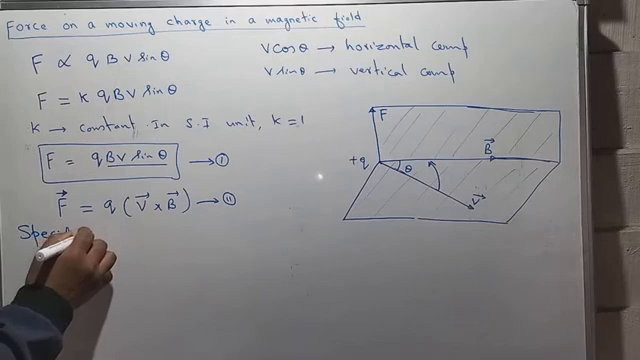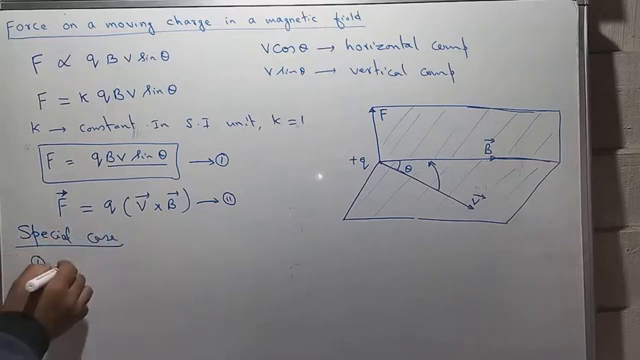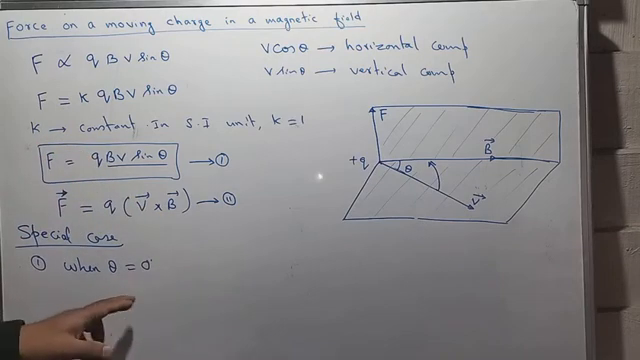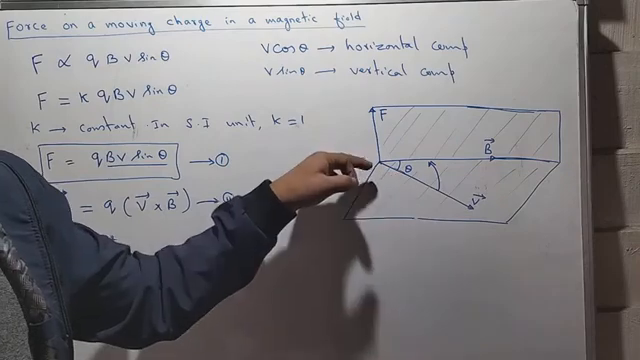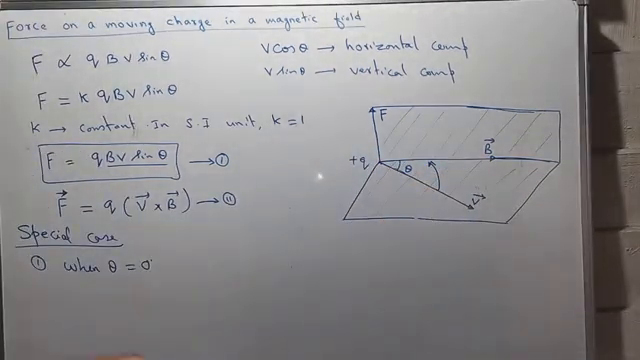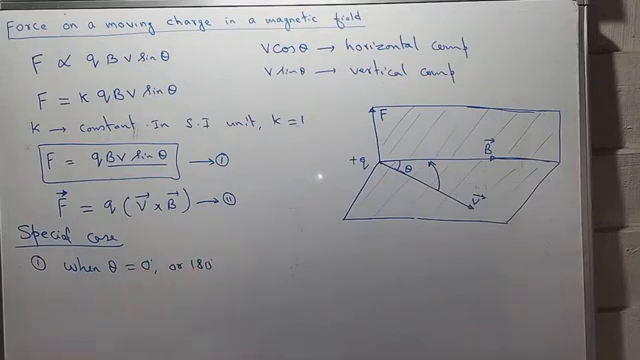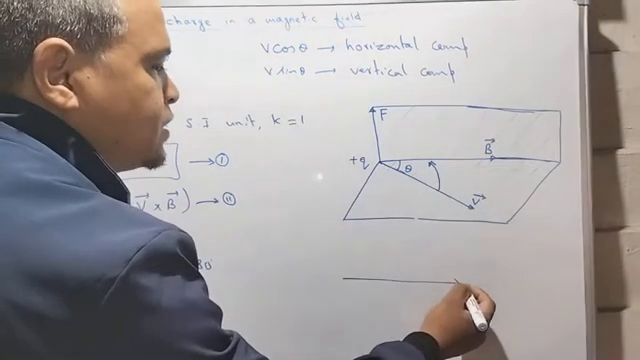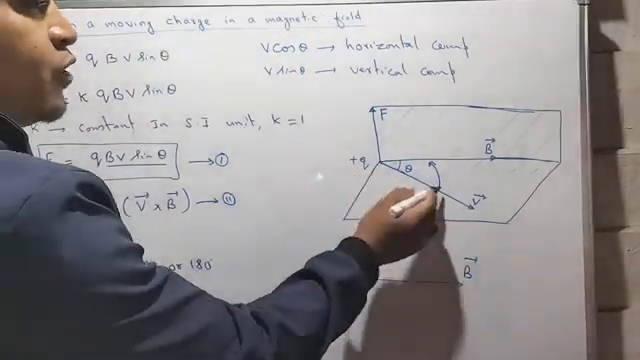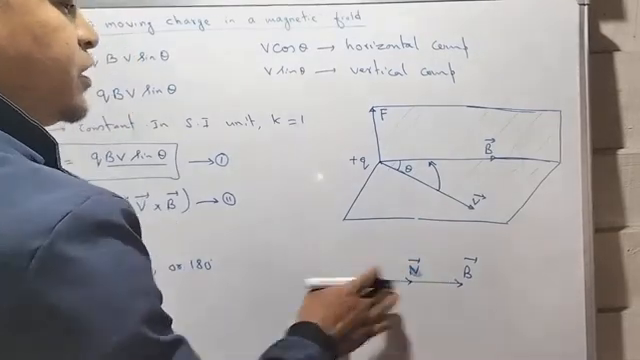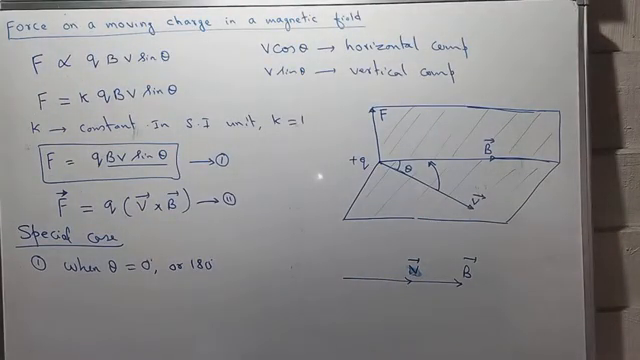Special case. Case number 1 is when theta equals 0 degree. So what is theta? Look at the figure. Theta is the angle between V and B. So when theta is equal to 0 degree or 180 degree. First look at 0 degree. When theta is 0 degree, this is the field, so V is also acting along the same direction as B. So that is the meaning of theta equal 0 degree.